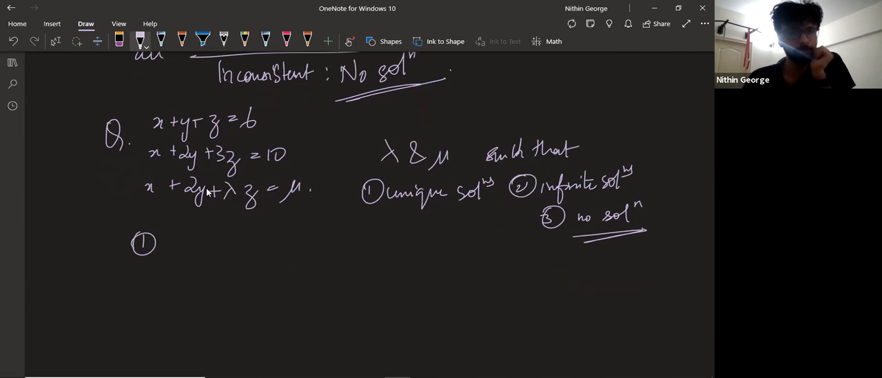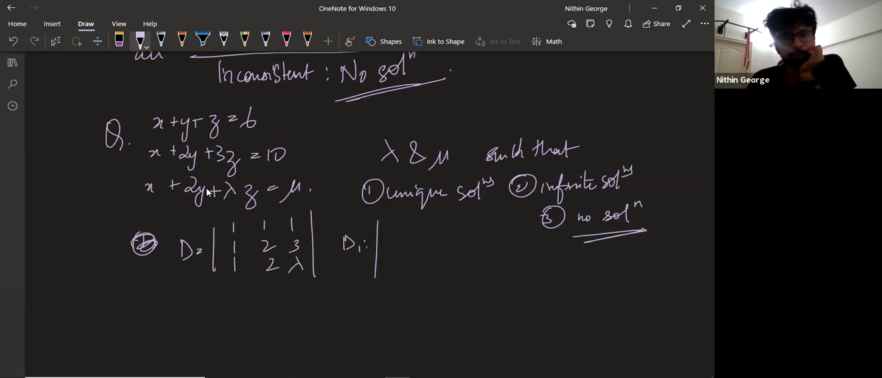First one means unique solution. So for that, what is the necessary condition? Okay, to solve this, first we'll arrange everything. D should be 1, 1, 1, 1, 2, 3, 1, 2, lambda. Next, D1 will be replacing 1, 1, 1 with 6, 10, mu, 1, 2, 2, 3, lambda. Similarly, you can find D2 and D3. Find the values quickly.